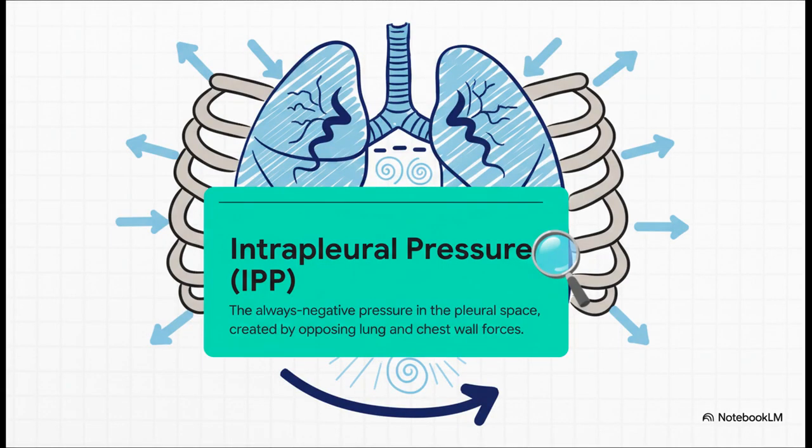The second part is intrapleural pressure. This is the pressure in that little potential space between the lung and the chest wall. And here's the cool part. It's always negative. Why? Because you have a constant tug of war. The lungs are always trying to shrink inward, while the chest wall is trying to spring outward. That tension creates a suction, a negative pressure that gets even more negative when we breathe in.